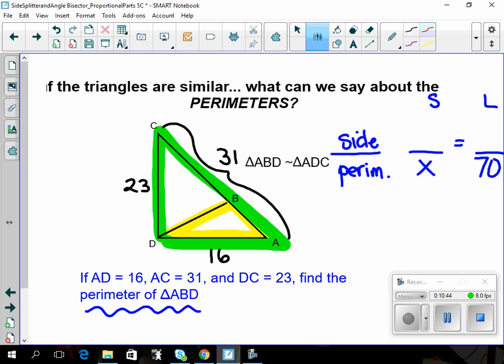All right. Now I have to think about the sides for a minute. They have to correspond, don't they? On the small triangle, I'm only given one side. Do you agree? I'm given AD. AD is the only side I'm given. So let's put it in the small triangle side of the proportion. Let's put 16 there. What number goes on the other side? It's not 16. What side in the large triangle corresponds to AD? AC. So what number would that be? 31.